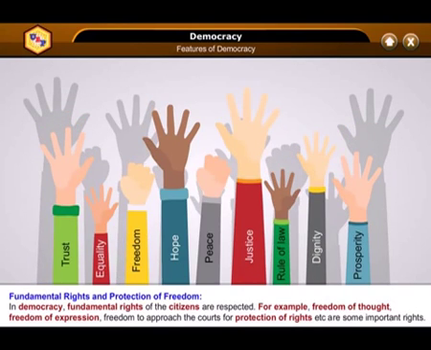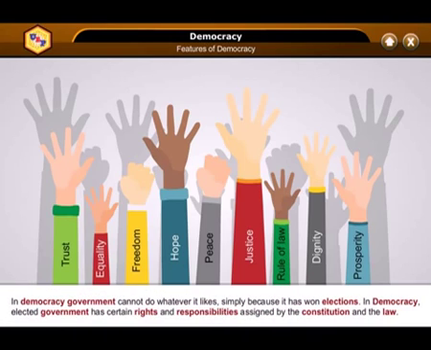Fundamental rights and protection of freedom. In democracy, fundamental rights of the citizens are respected. For example, freedom of thought, freedom of expression, freedom to approach the courts for protection of rights, etc. are some important rights. In democracy, government cannot do whatever it likes, simply because it has won elections. In democracy, elected government has certain rights and responsibilities under the constitution and the law.